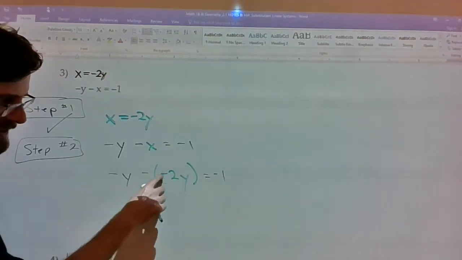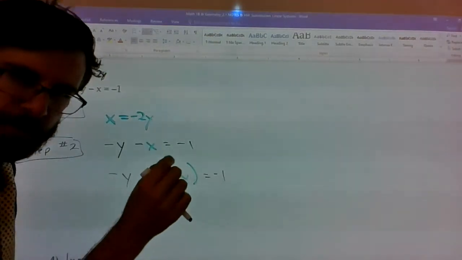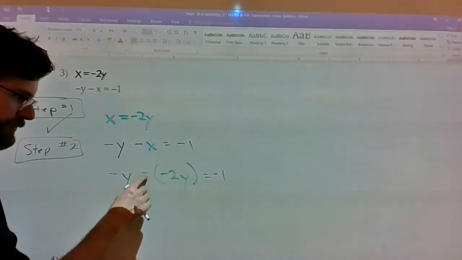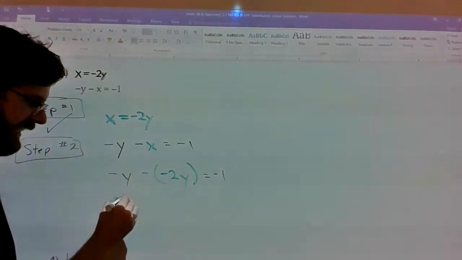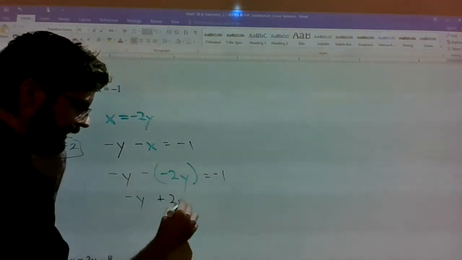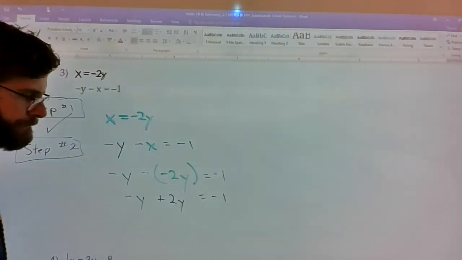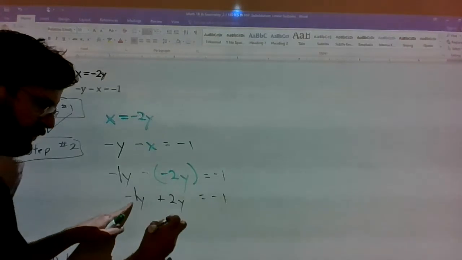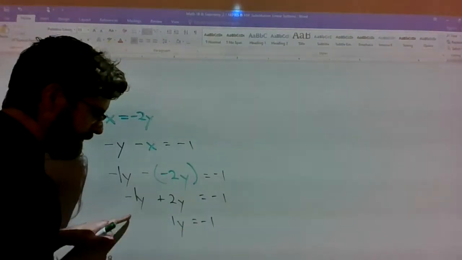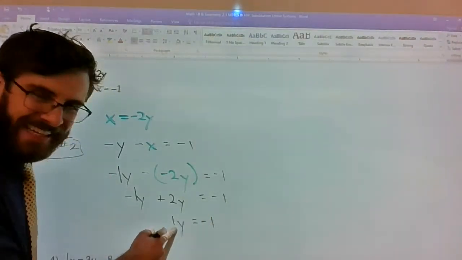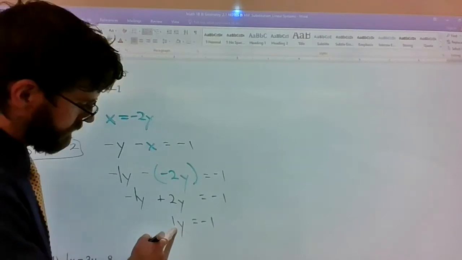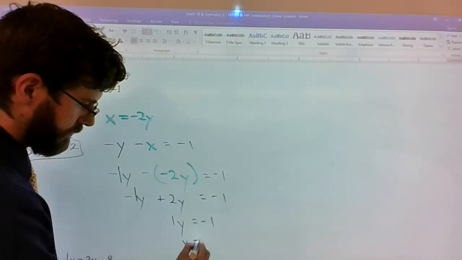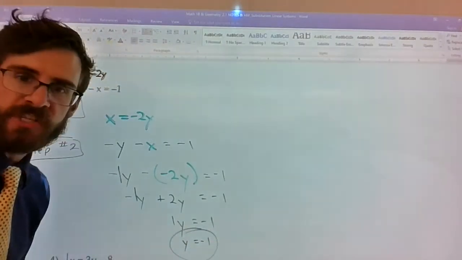All right, I've got a minus and negative, which you guys remember becomes a positive when you subtract a negative. So it's really like negative y plus 2y equals negative 1. And really, I should think about this as negative 1y, because now negative 1 plus 2 is 1y. Yeah, 1y is the same as y. Step 2 is done.